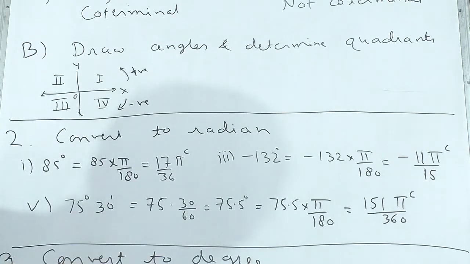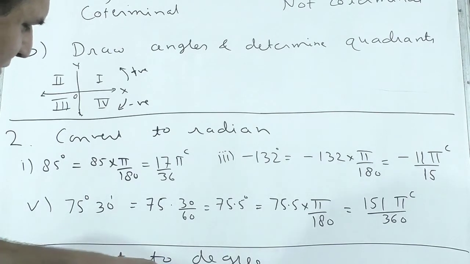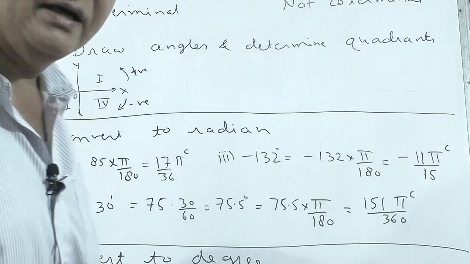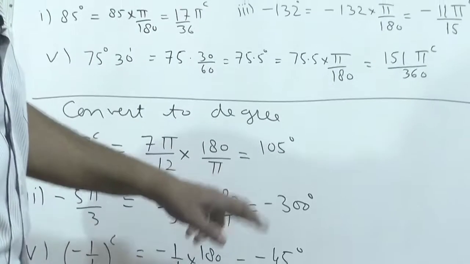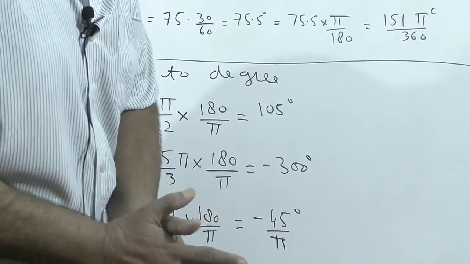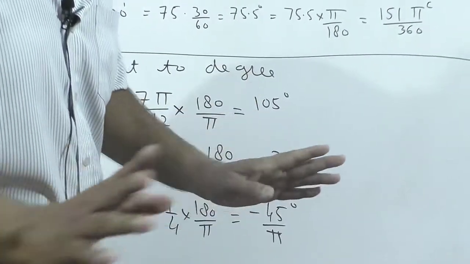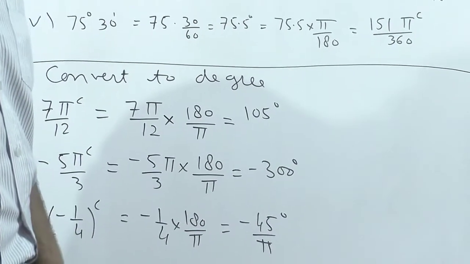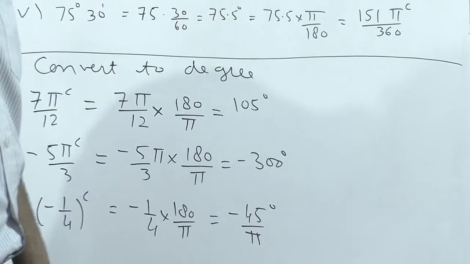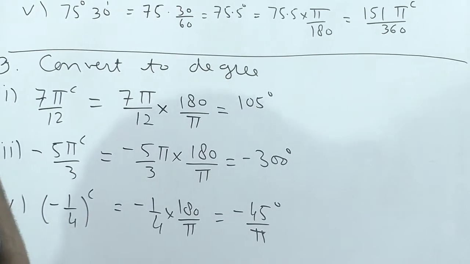Convert to degree. A radian angle is given, you have to convert to degree. Multiply by 180 upon pi. 7 pi by 12 into 180 upon pi. Pi cut, 12 ones are 12, 12 fifteens are 180, 15 sevens are 105 degrees. Minus 5 pi by 3 into 180 upon pi. Pi cut, 3 sixties are 180, minus 300 degrees. Right? You do all, again and again. They are 1 mark sums but very easy sums. Difficult sums are yet to come.